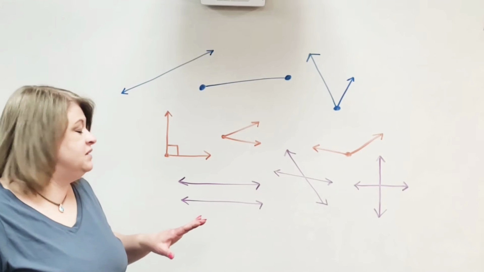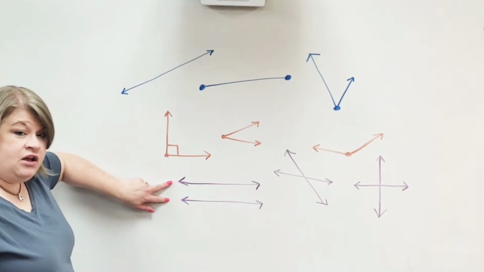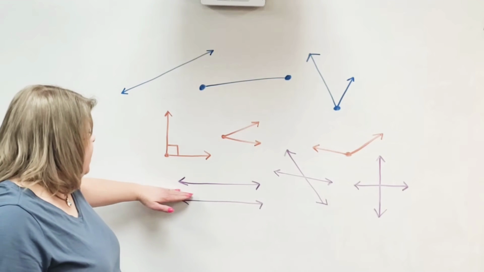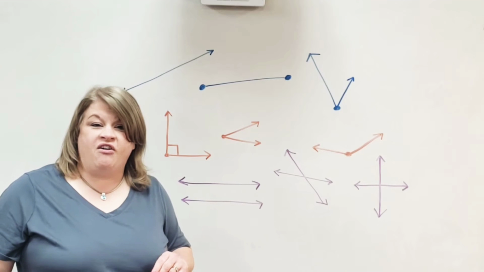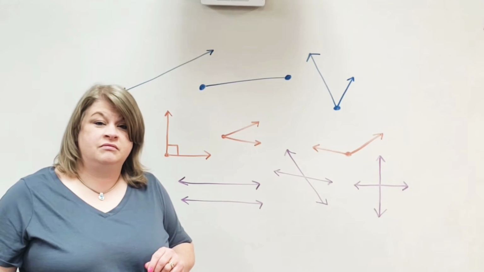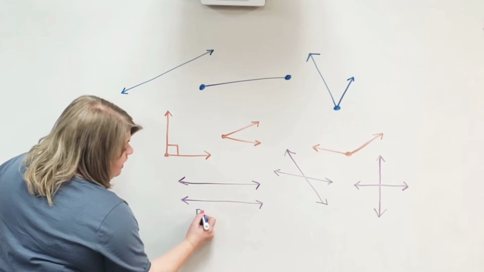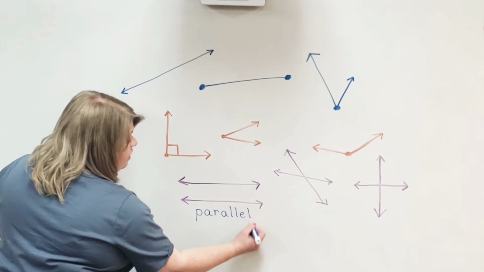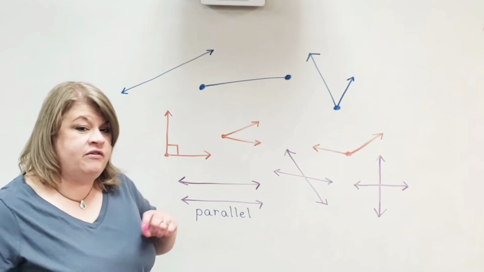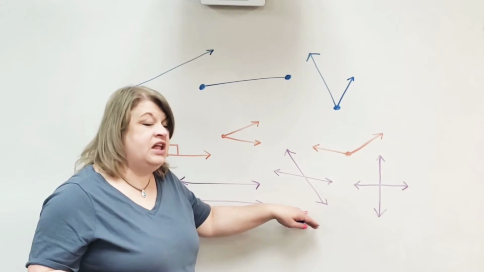These are special lines. Here I see two lines just like this, but they go on in each direction forever and they never cross. Do you remember what we call those kind of lines? If you said parallel, you are right. So let's look at how that's spelled. P-A-R-A-L-L-E-L. Parallel lines. They go on forever. They don't stop.